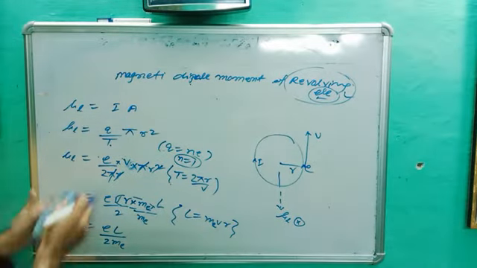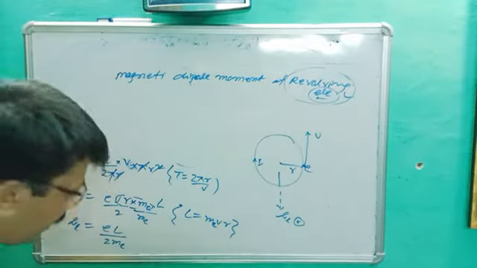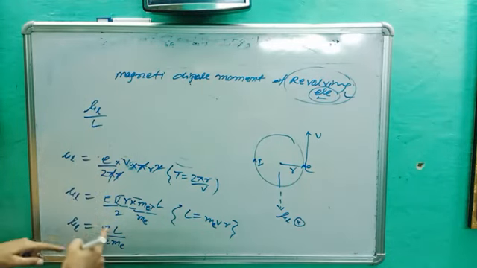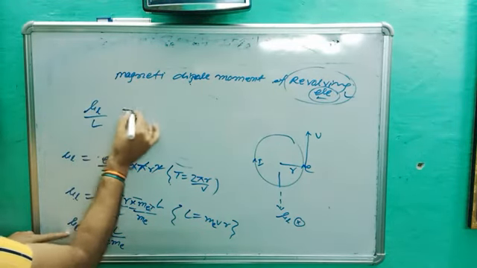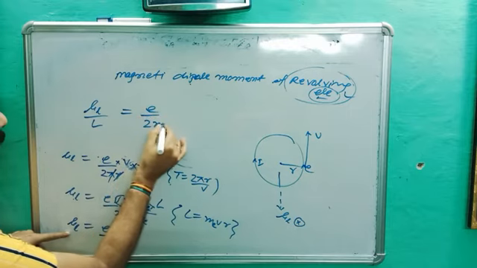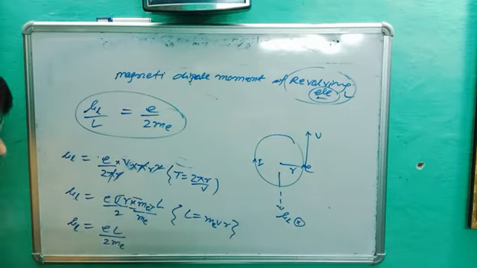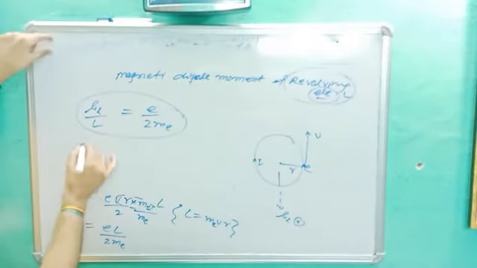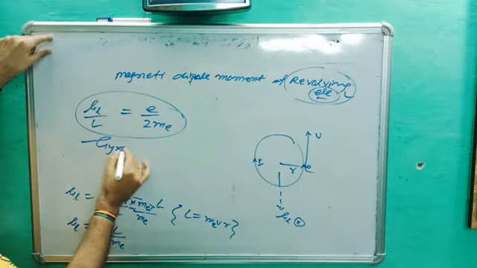So at last we can finish it. According to this, mu L upon capital L is equal to E upon 2me. This is a very, very important formula. This is called the gyromagnetic ratio. G-Y-R-O, gyro.